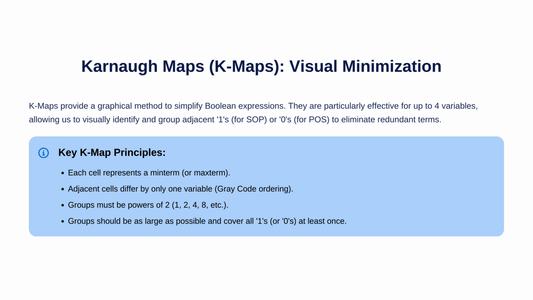Karnaugh maps, K-maps, visual minimization. K-maps provide a graphical method to simplify Boolean expressions. They are particularly effective for up to 4 variables, allowing us to visually identify and group adjacent ones for SOP, or zeros for POS, to eliminate redundant terms.